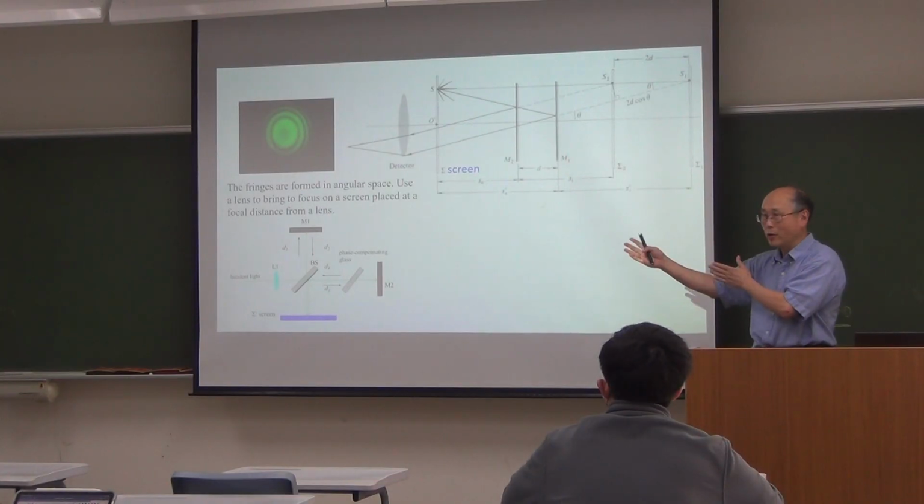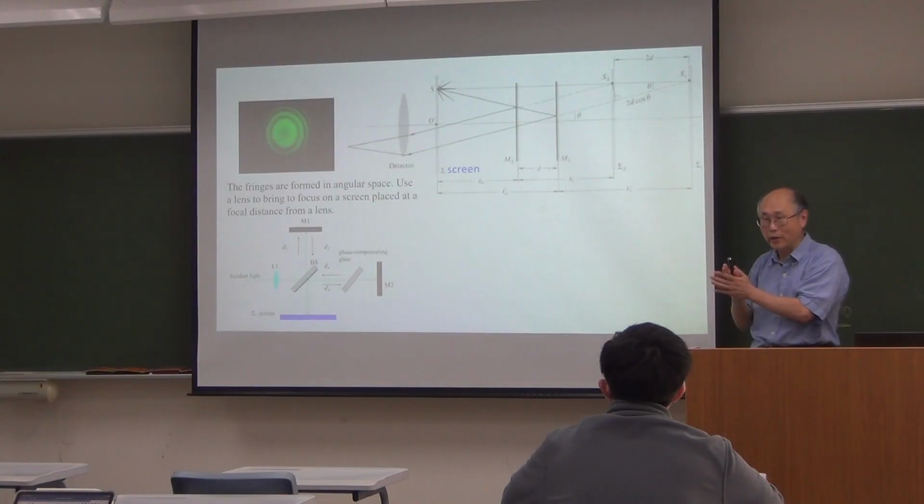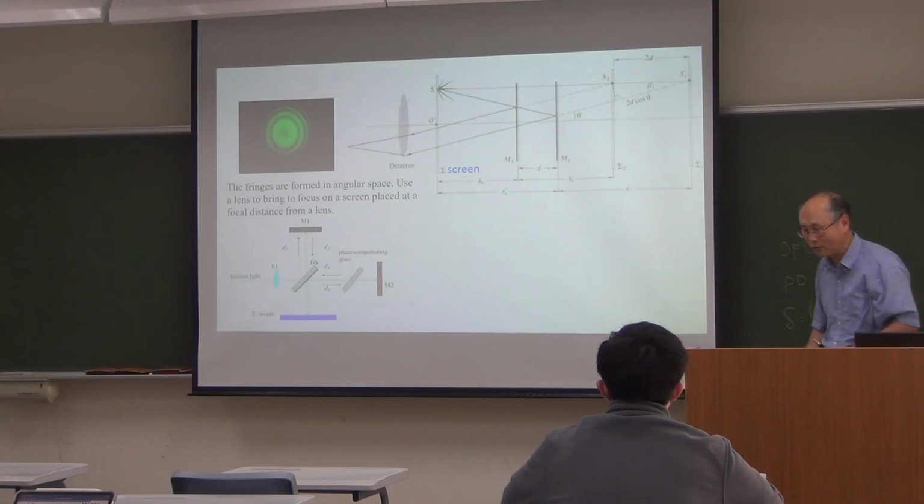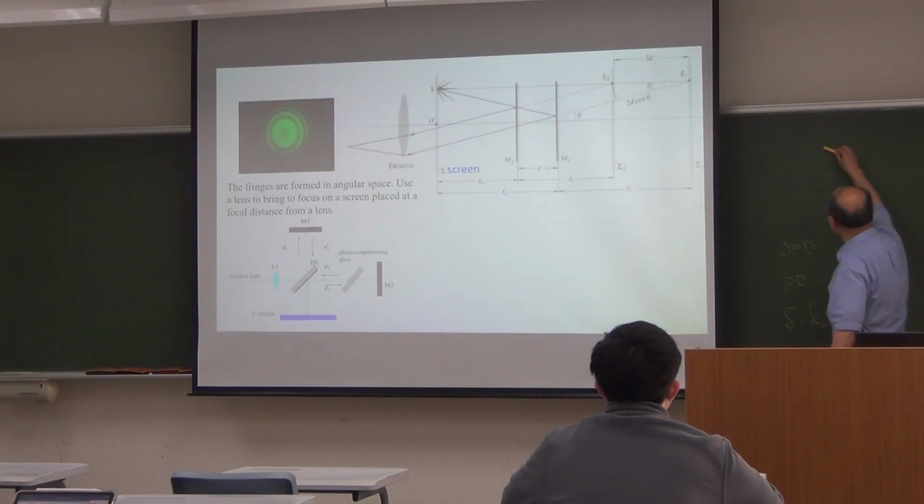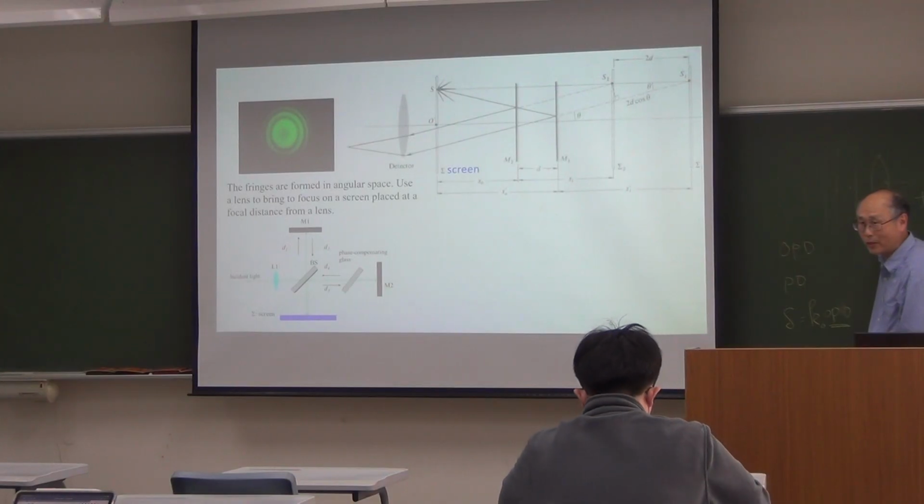Okay. Whenever we talk about interference, we always use plane waves. How do you view a plane wave? If I have a plane wave like this, then the way to see this plane wave is to use a lens to focus it to the focal plane. This is how you see the plane wave. So intuitively, this is easy, right? This is how you view a plane wave.